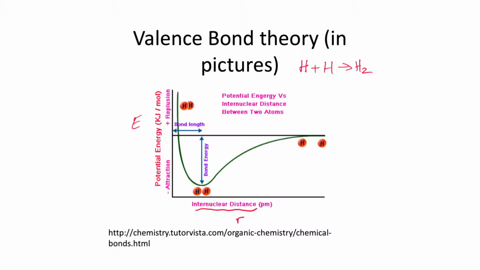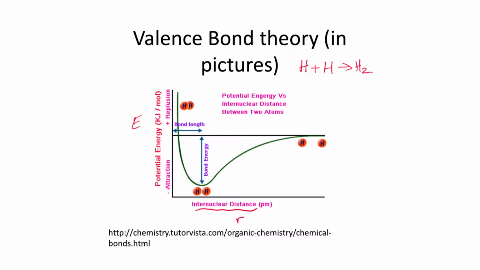So let's assume that these two hydrogen atoms are really far away. Okay, so far away that there's like no attraction or repulsion between them. They're all just doing their own thing. Okay, so we would say that the potential energy between them is exactly zero. Okay, but as I draw these things closer and closer together, they start to be attracted to each other.